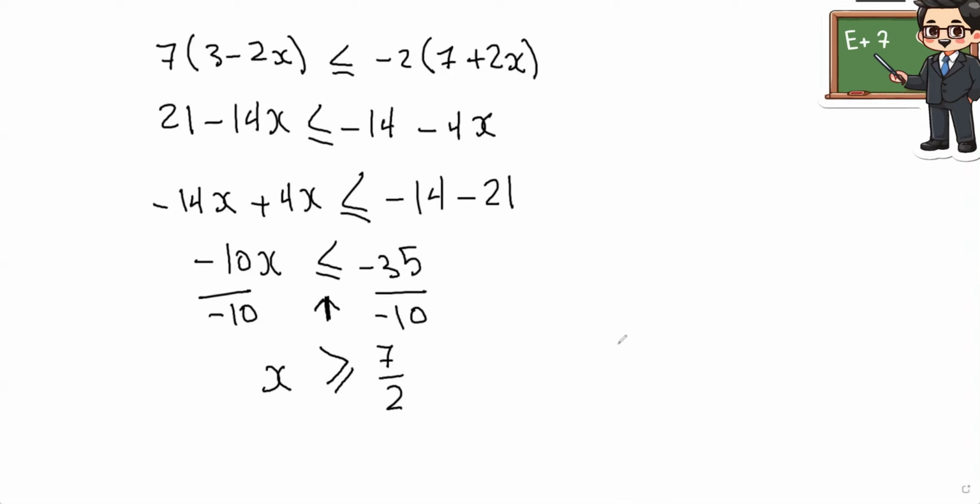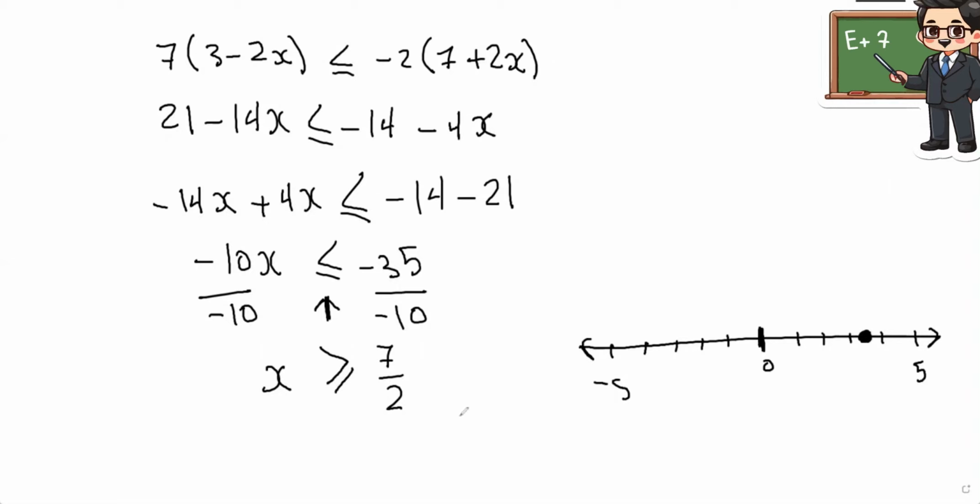This is the answer. If you want to draw this on a number line, here's your number line. This is the 0, 1, 2, 3, 4, 5, positive, negative. This is your 0 right here. Okay, 7 over 2 is about 3.5. So 1, 2, 3, 3.5 is somewhere here. So what you do, you put a dot there. It's a closed circle, not an open circle.